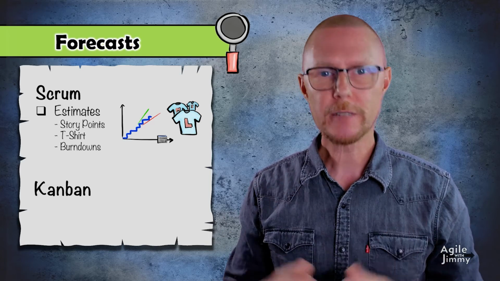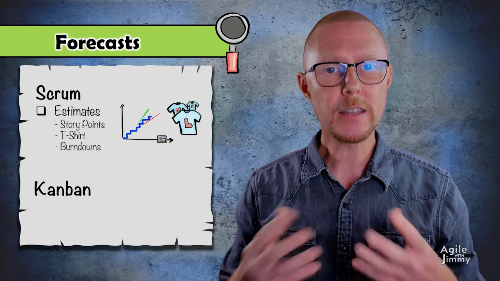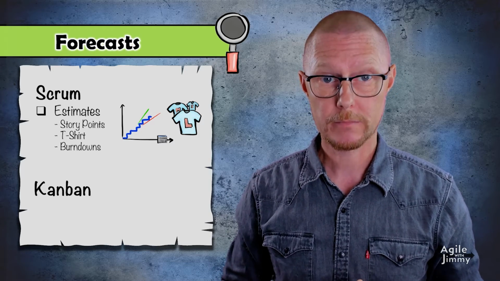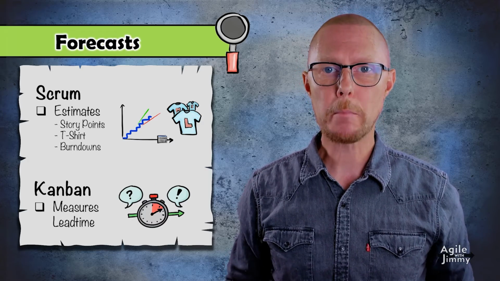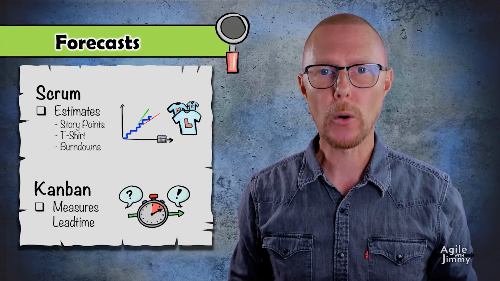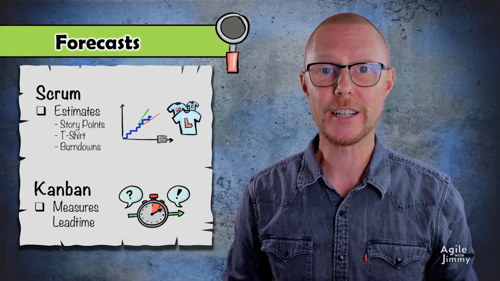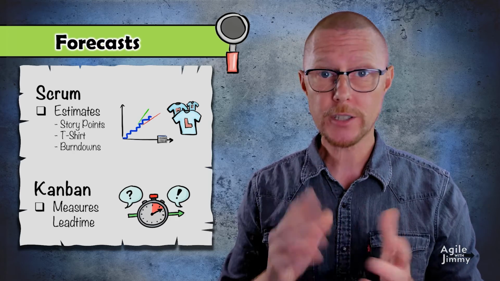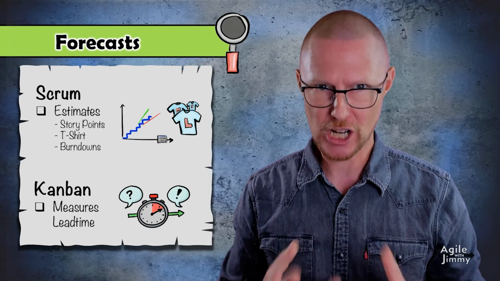Given their velocity, they can predict when something in the backlog will be done or how much will be done by a certain date. A Kanban team, on the other hand, measures average lead time. With this, they can forecast how long something would have to wait until it enters their board, and once on the board, how many days on average it takes for them to build and ship.